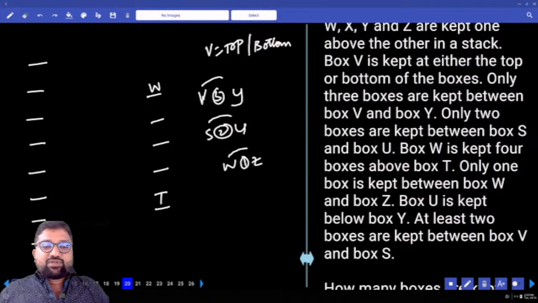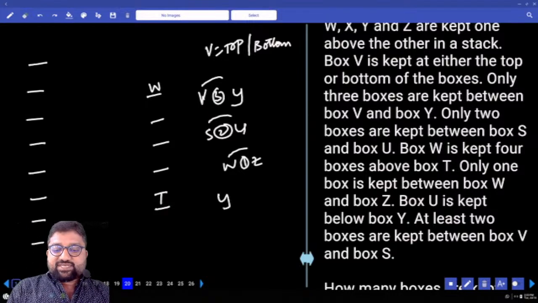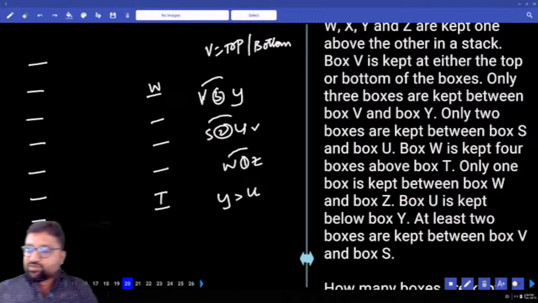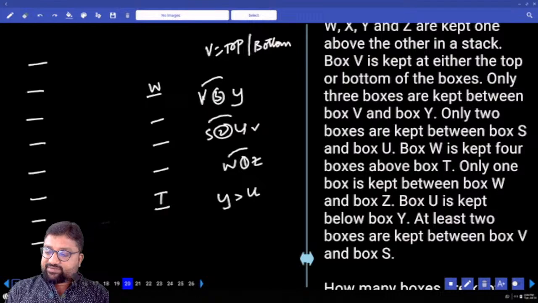U is kept below Y. Because U is connected with S. Next, at least 2 boxes are kept between V and S.